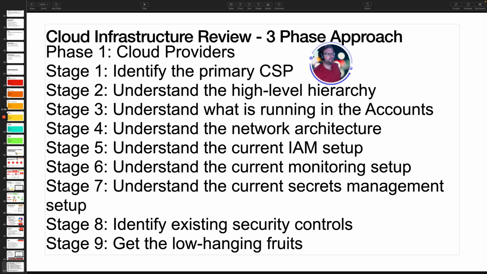When we move to stage seven, you want to understand the current secrets management setup, right? How are secrets generated? Are they manually or automatically generated? Where are they stored? And what secrets management solution is in place?